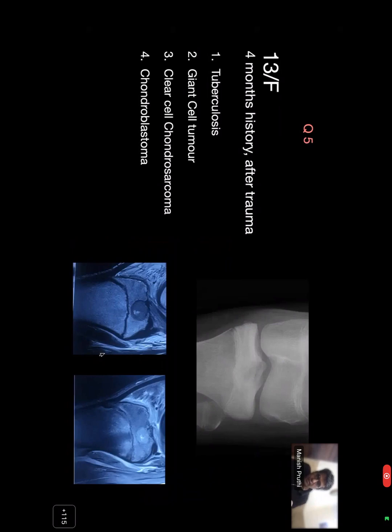Now, next, a 13-year-old female. Now you can see in the X-ray the epiphyseal lesion here. The patient has a 4-month history that started after trauma. What is the most possible diagnosis? A tuberculosis, a giant cell tumor, a clear cell chondrosarcoma, or a chondroblastoma?